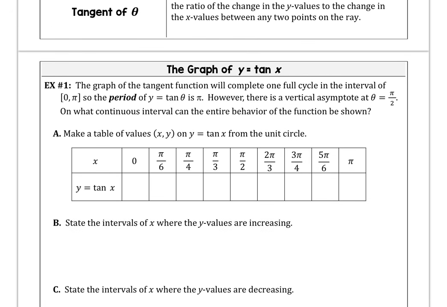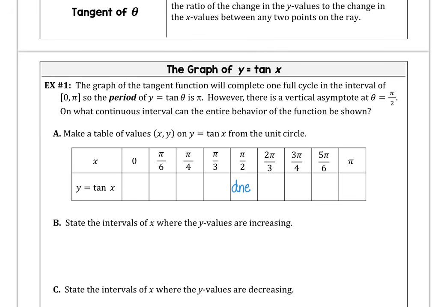Let's look at example 1. We have the graph of the tangent function. We'll complete one full cycle in the interval from 0 to pi. So the period of tangent is going to be pi. However, there's a vertical asymptote at pi over 2, so we know this does not exist. We want to know on what continuous interval can the entire behavior of the function be shown.